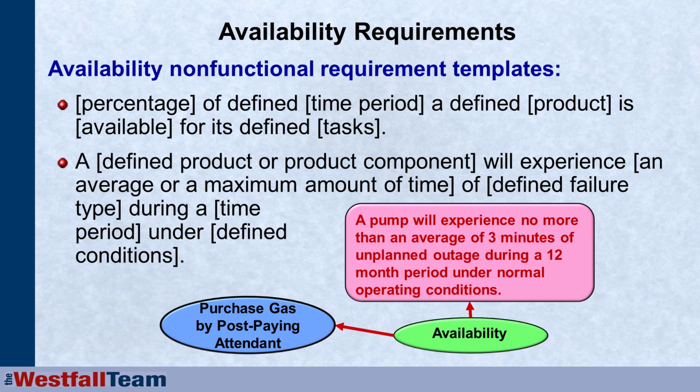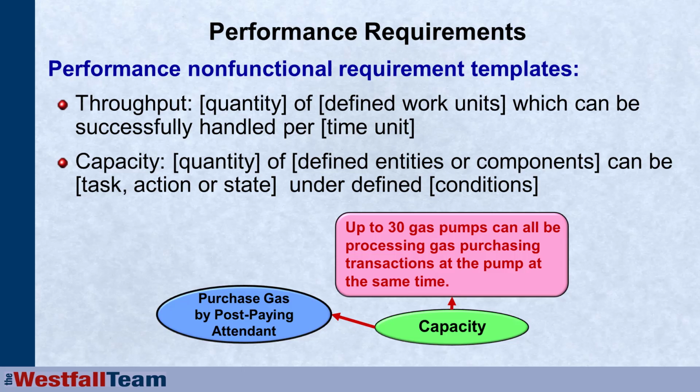Or you can talk about the defined product or product component will experience an average or a maximum amount of time of a defined failure type during a time period. So those are my templates for the availability of a system. Performance requirements. Dynamic part of your system might be a capacity requirement, which is the quantity of things that can happen at the same time. Throughput is the quantity of things that can happen in a period of time.